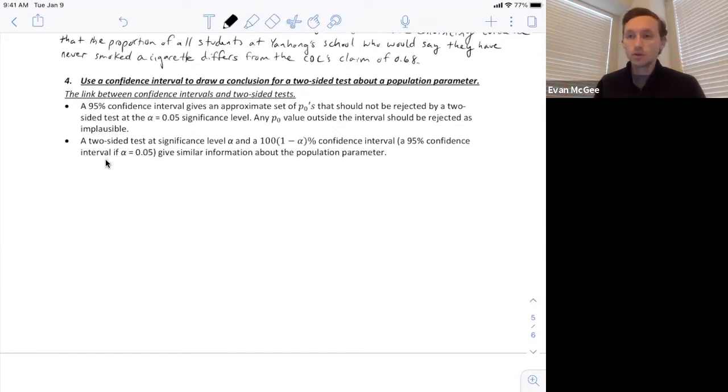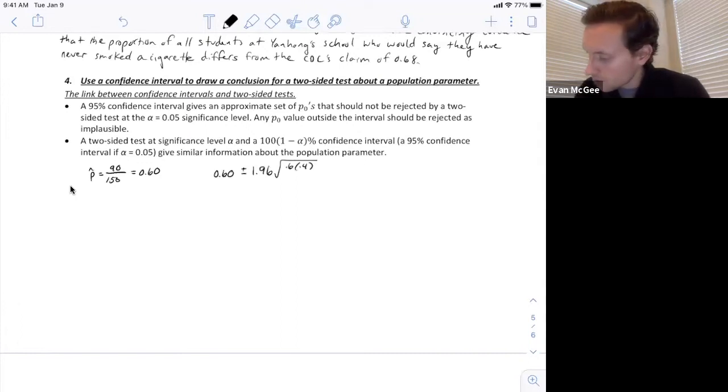Her sample was that 90 out of 150 say they have never smoked. 90 out of 150 is 60%, so you can see that's different from 68. If we were to use this to create a 95% confidence interval for a population proportion, it's a Z, and the critical value would be 1.96. We'll take the point estimate plus or minus the critical value times the standard error using the sample proportion.